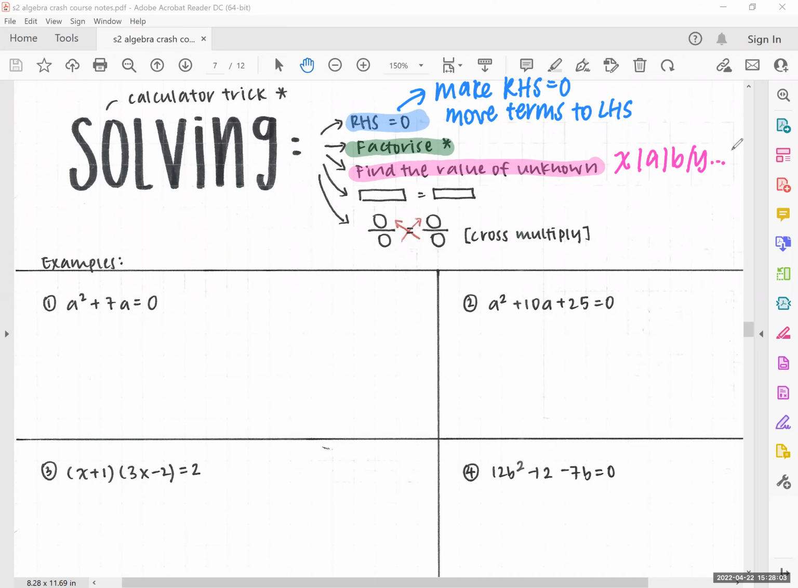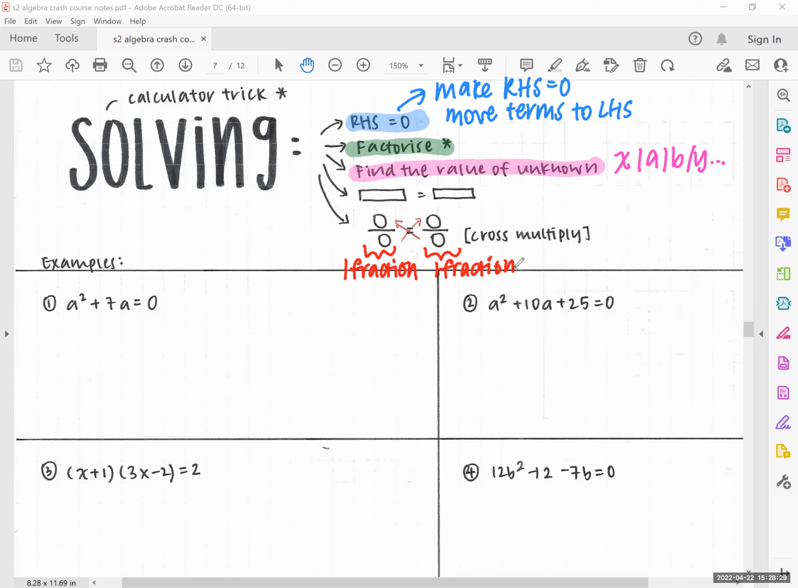Now, you need to take note that sometimes you have fraction over fraction. Whenever you have fraction over fraction, you must make sure that the left-hand side has only one fraction. And how to make it one fraction? The denominator needs to be the same. And the right-hand side must also only have one fraction by making the denominator the same.